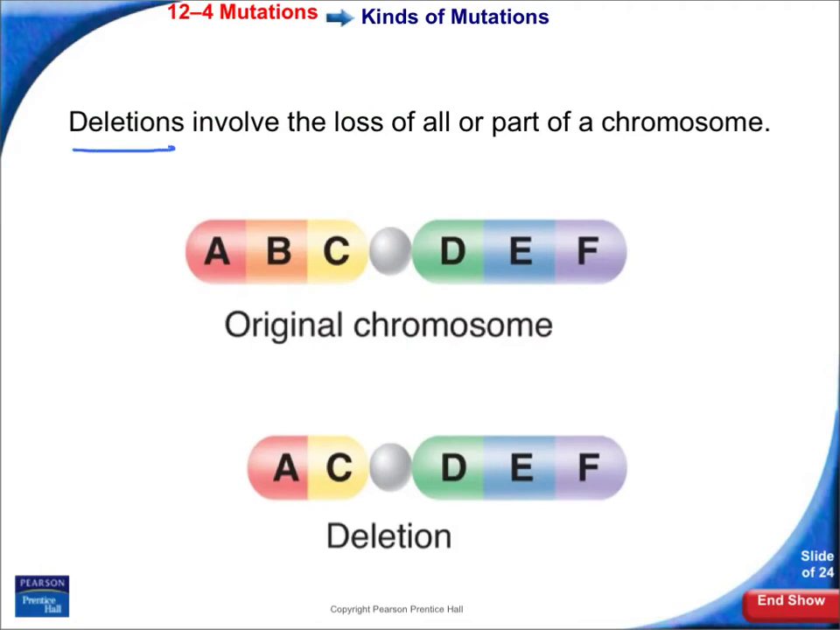So the first type we'll talk about is a deletion in a chromosomal mutation. If this is our normal chromosome here, the letters on the chromosome represent genes. What happens with a deletion is we take out, not intentionally, but a part of that chromosome is missing. So you can see here that this B gene is missing in a deletion. We lost all of the information that was on that particular gene.